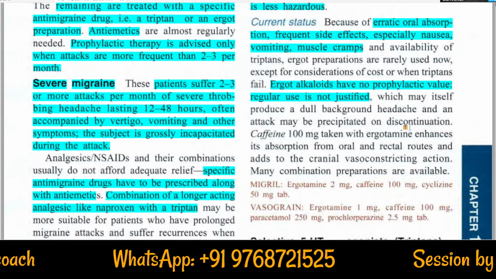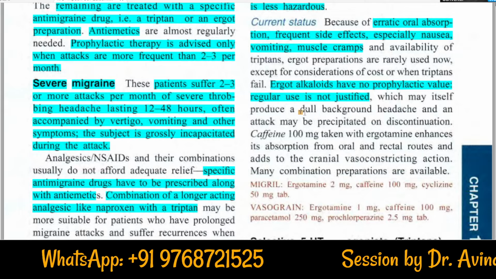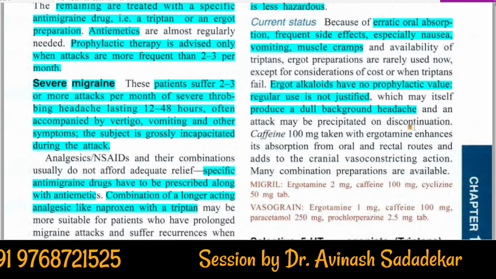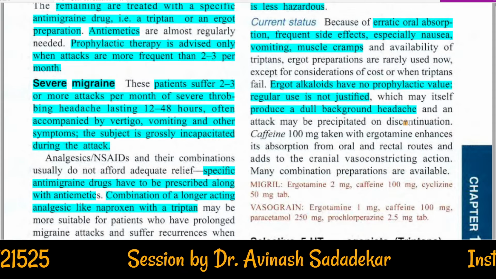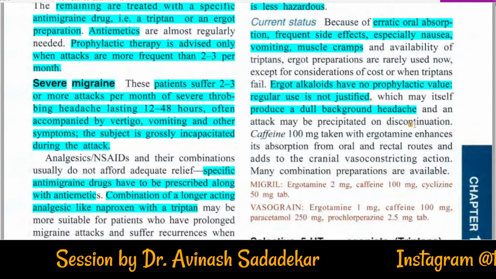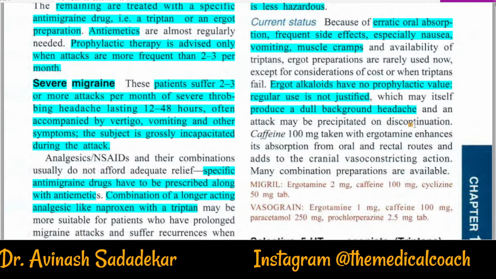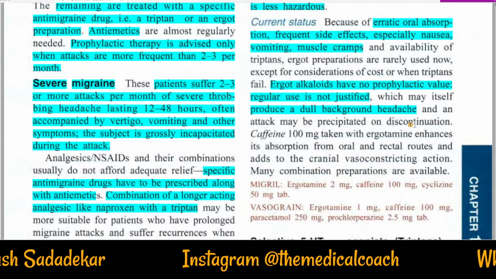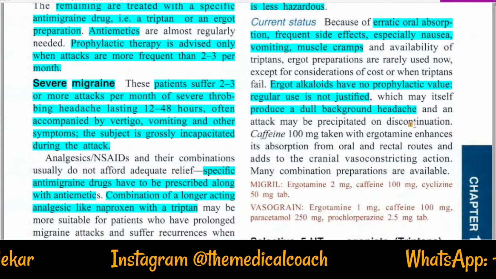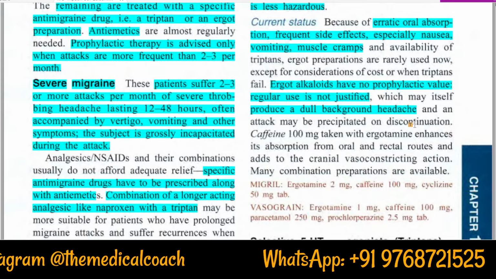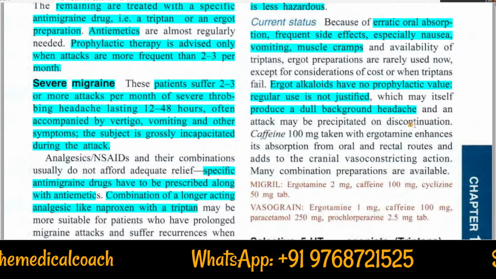And what we have noticed is too much triptan can produce a dull background headache. And we have noticed that when you stop giving ergotamine, it can give you a headache. And when you stop giving dihydroergotamine, we have noticed that there might be an attack of migraine.